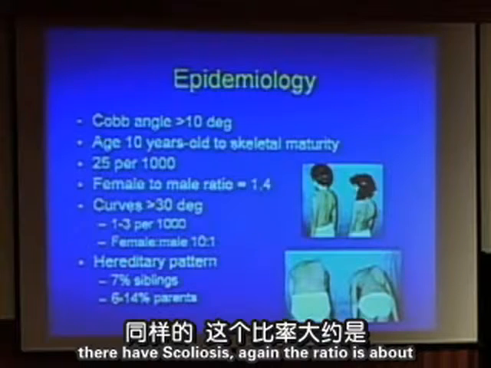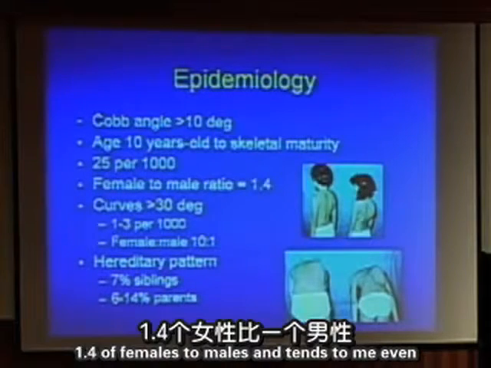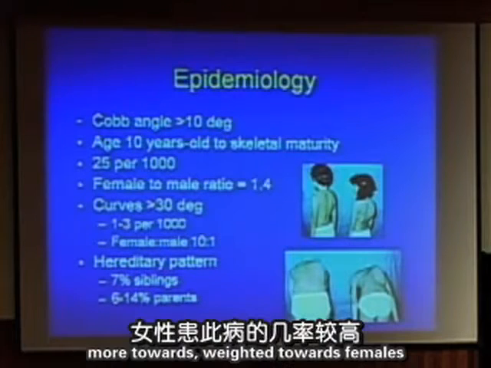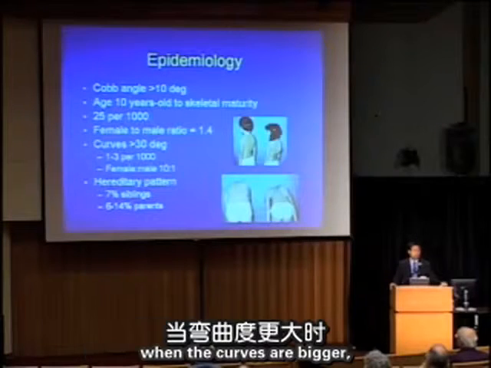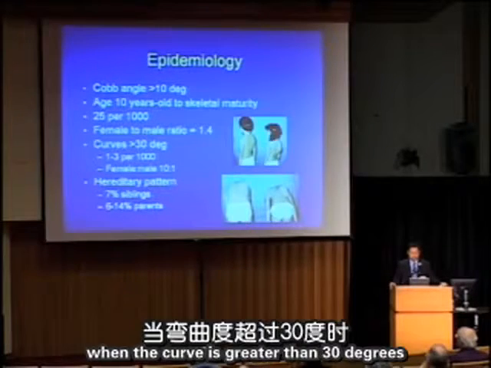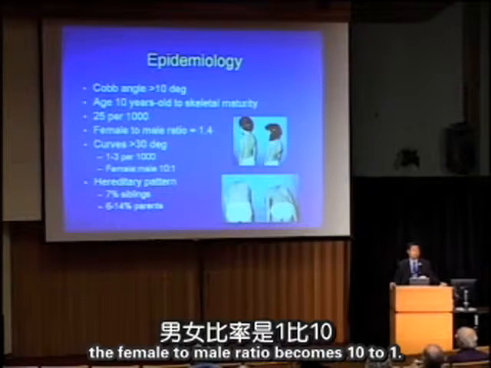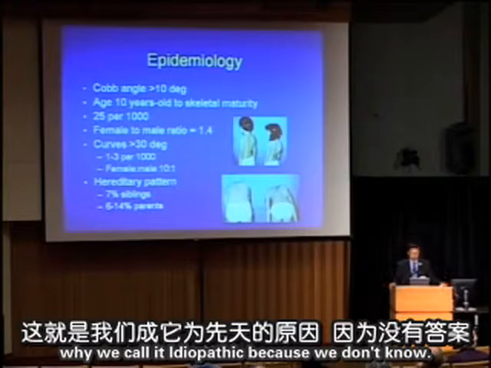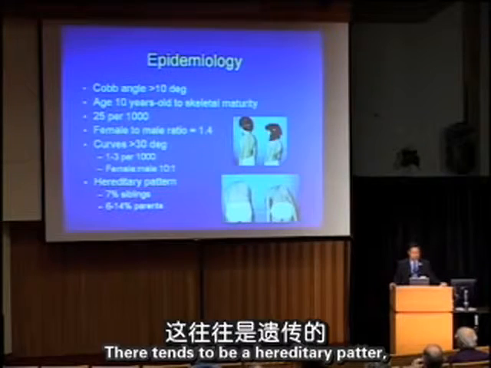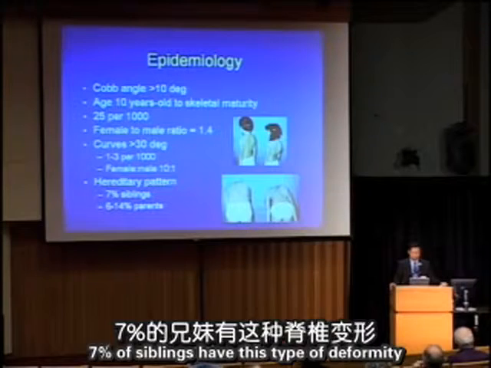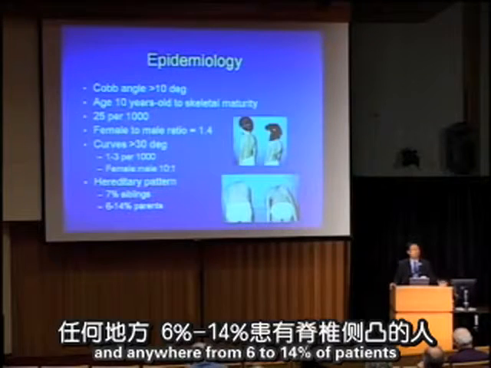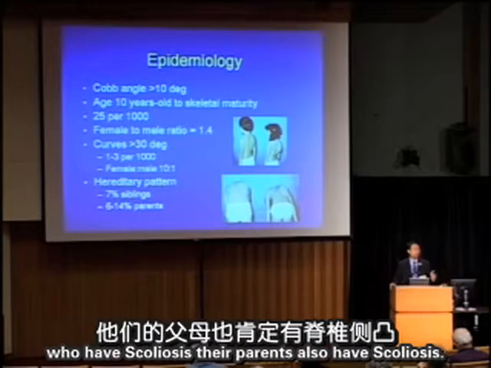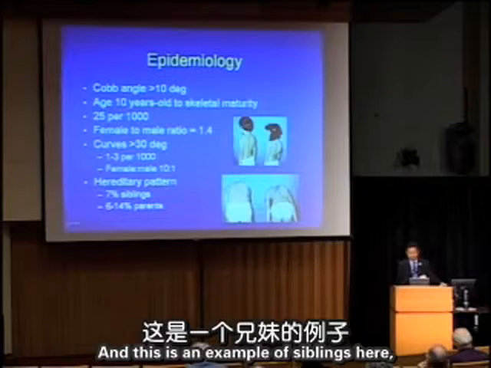Again, the ratio is about 1.4 females to males, and tends to be even more weighted towards females when the curves are bigger. When a curve is greater than 30 degrees, the female to male ratio becomes 10 to 1. Why that is, no one knows, and that's why we call it idiopathic, because we don't know. There tends to be a hereditary pattern. 7% of siblings have this type of deformity, and anywhere from 6 to 14% of patients who have scoliosis have parents who also have scoliosis.